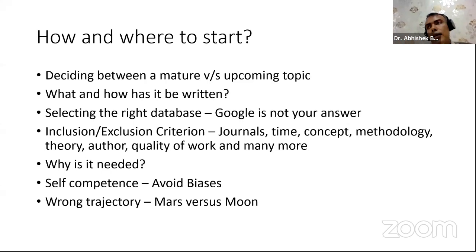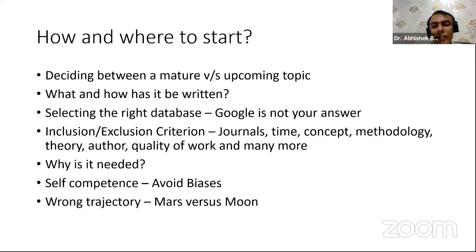Selecting the database is very important, and Google is not your answer in this case. I basically mean that while everybody has free access to Google Scholar, your initial starting point should be either a Scopus database or a Web of Science database to begin with, for people who are working in management or humanities, social sciences for that matter. What you should do is you should definitely go to the Scopus website and search for your keyword.